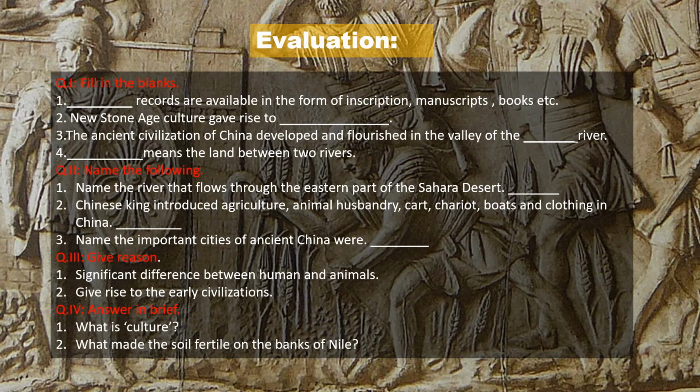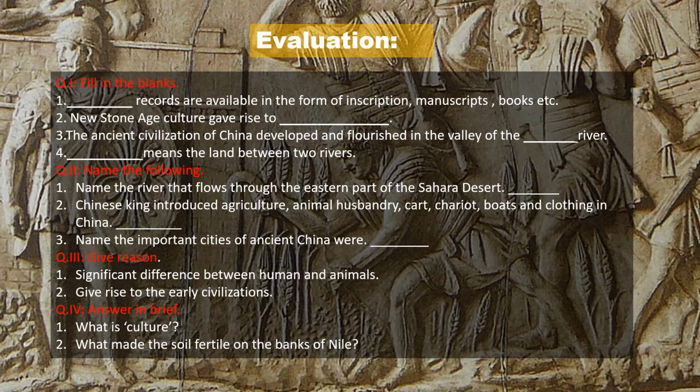Early civilization. Third, the ancient civilization of China developed and flourished in the valley of the dash River. Answer: Huang He River. Fourth, dash means the land between two rivers. Answer: Mesopotamia.